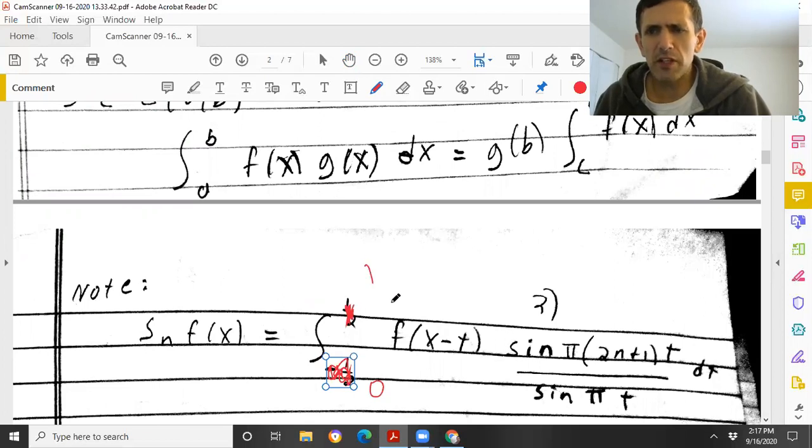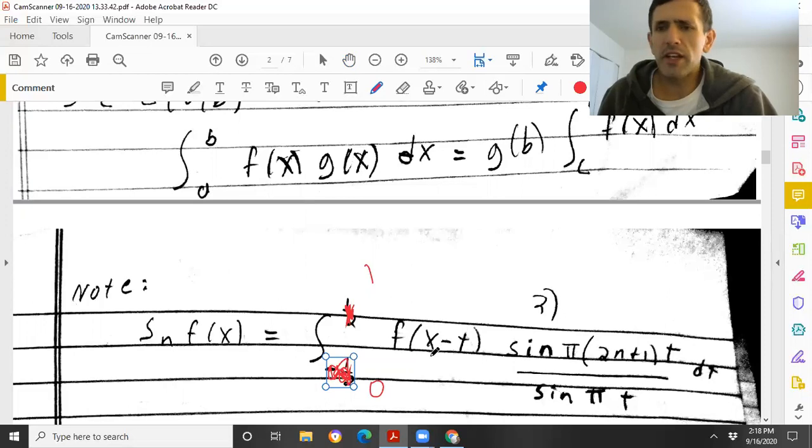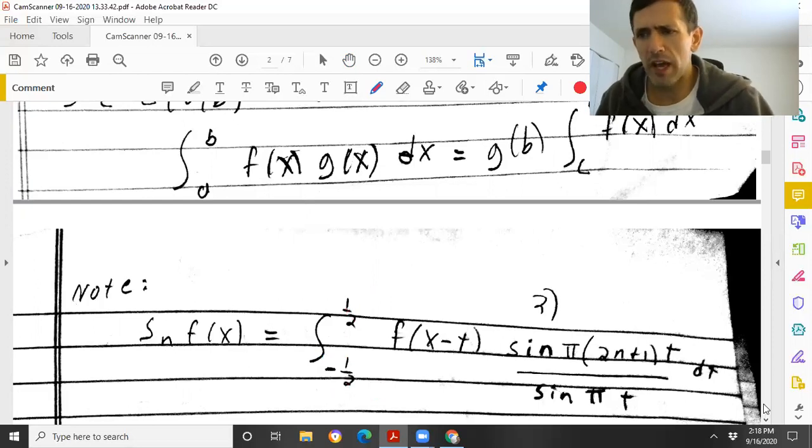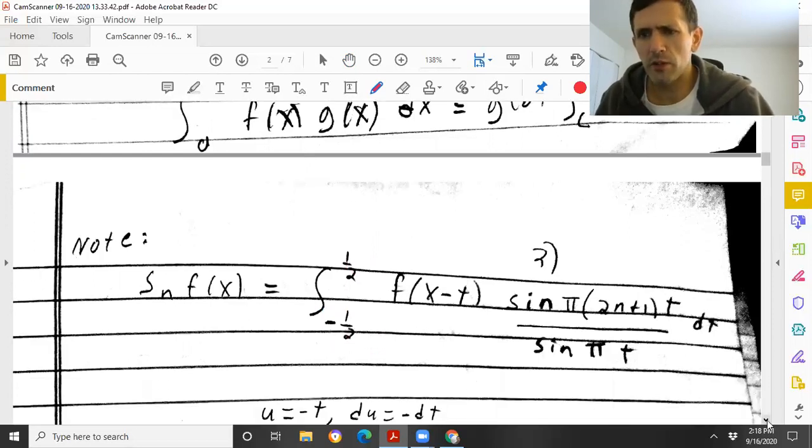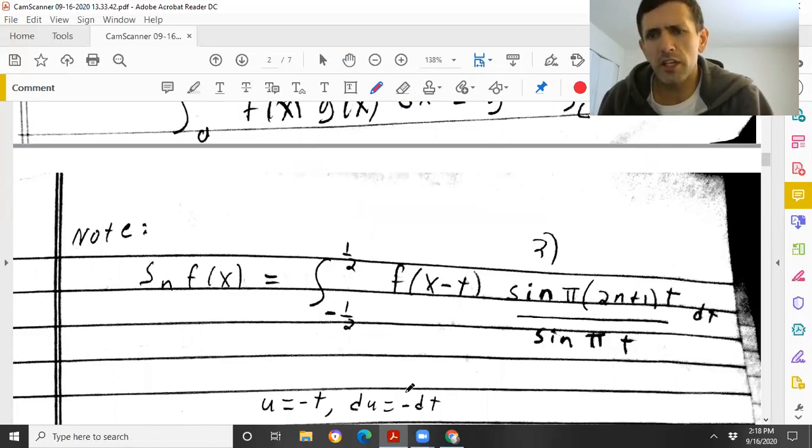But because everything is one periodic, we're assuming f is one periodic, we can take the integral over any interval of length 1. Okay. So let's take it between -1/2 and 1/2. Let's do a very easy u substitution. U is minus t, du is minus dt. And use the fact that sine, both the top and bottom are odd, so that this whole thing here is even.